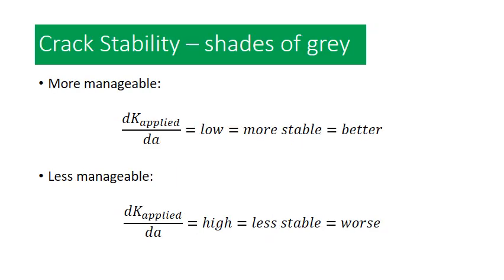Now, the crack stability question is really a shade of gray. If you have a low K gradient, that's going to result in a more stable crack, which is generally better in terms of managing your pipeline integrity. But if you have a K gradient that's high, that means that the crack is less stable, and that's going to be more of a problem in terms of your pipeline integrity program. So that's something that we need to keep in mind. There are shades of gray involved here.